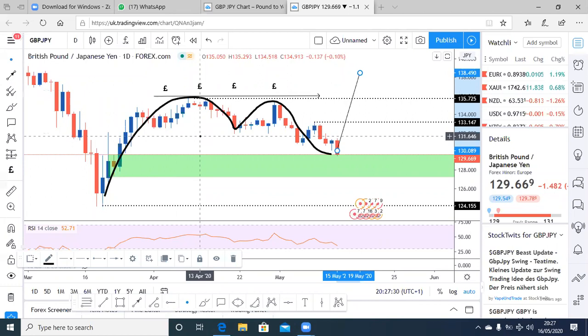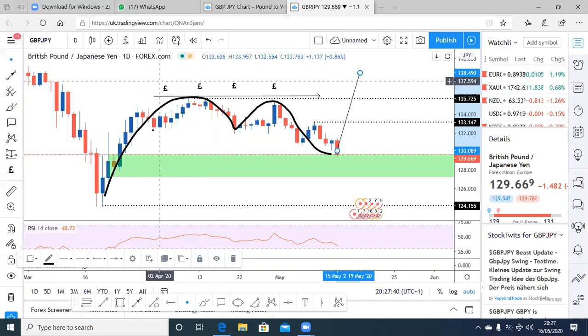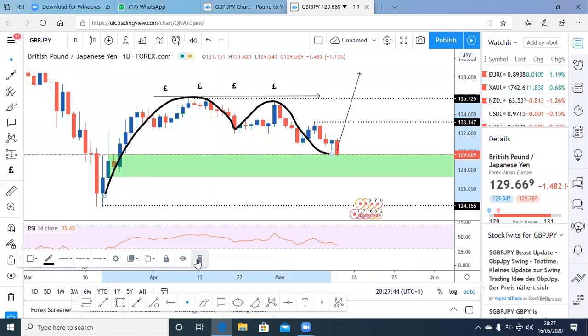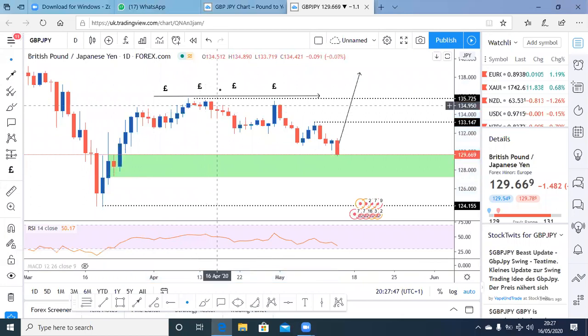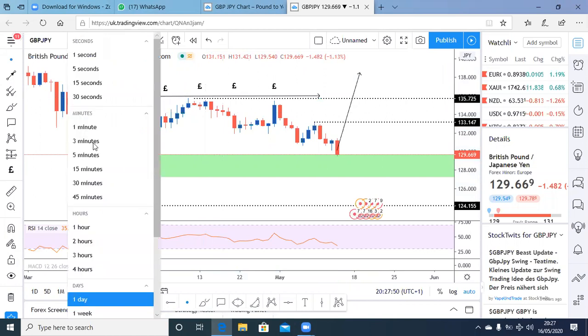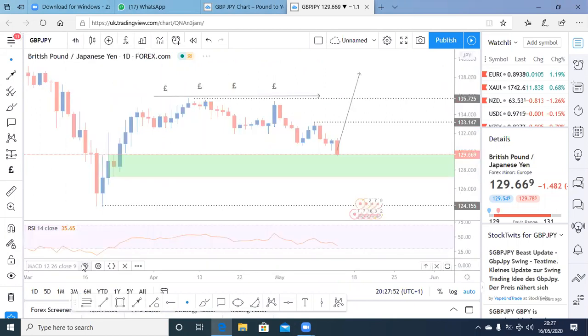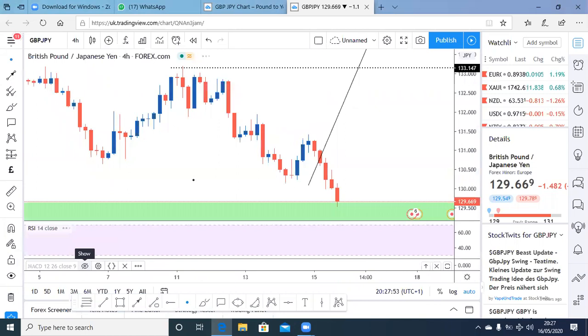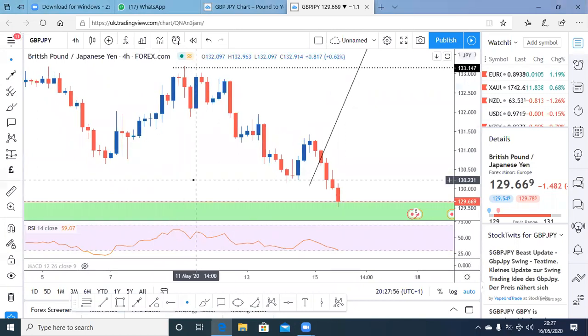All right, so now we understand what an institutional candlestick is, we understand what an imbalance in price is, and we understand liquidity. Now I am going to go to a smaller time frame, then we will see how all these things come into play. Now I'm going to go on the 4-hour time frame.